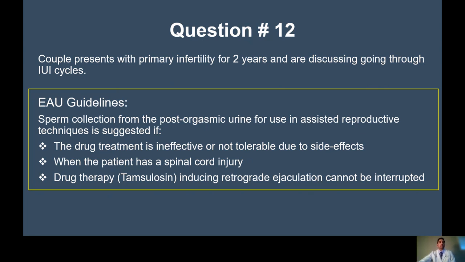So in this clinical scenario, we want to attempt medical therapy first. We want to make sure the patient is not taking any medications that could be inducing the retrograde ejaculation. And if all else fails, the next step would be to use it for intrauterine insemination.